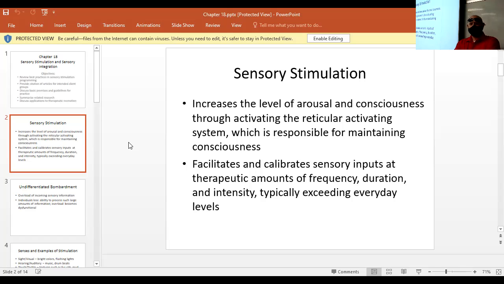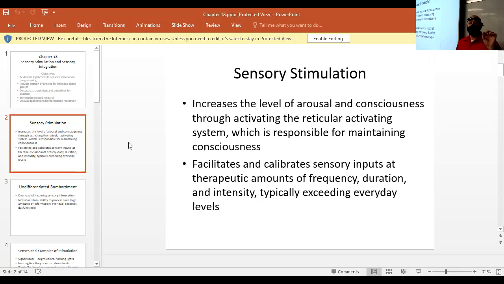So sensory stimulation increases the level of arousal and consciousness through activating the reticular activating system. What that is, that's what's responsible for maintaining consciousness in people, period. It facilitates and calibrates sensory input. So when you think of calibrating, that's kind of getting something set. What other things might we have to calibrate? Something that comes to mind for me is like a scale, the kind that you use at the doctor's office. Sometimes it has to be adjusted, calibrated, where it's accurate. So this sensory stimulation helps to calibrate or get things where they need to be.